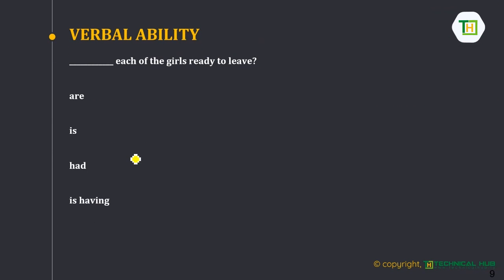Next one. Dash each of the girls ready to leave. Now, each of the girls, is this plural or singular? It is singular. Now, for singular, can we use are? No. Had each of the girls ready to leave? This is a mistake. Is having each of the girls ready to leave? No. Is each of the girls ready to leave? Yes. Each of the girls is ready to leave.